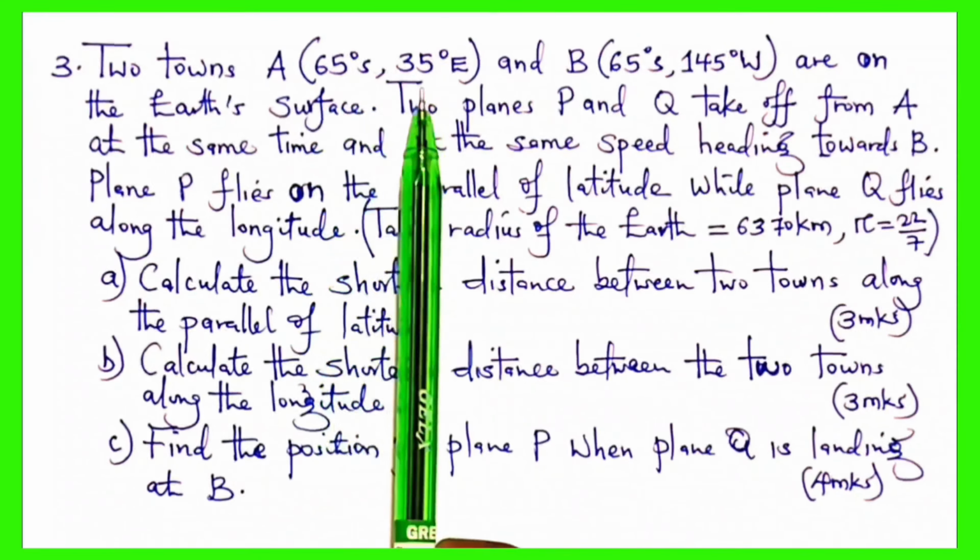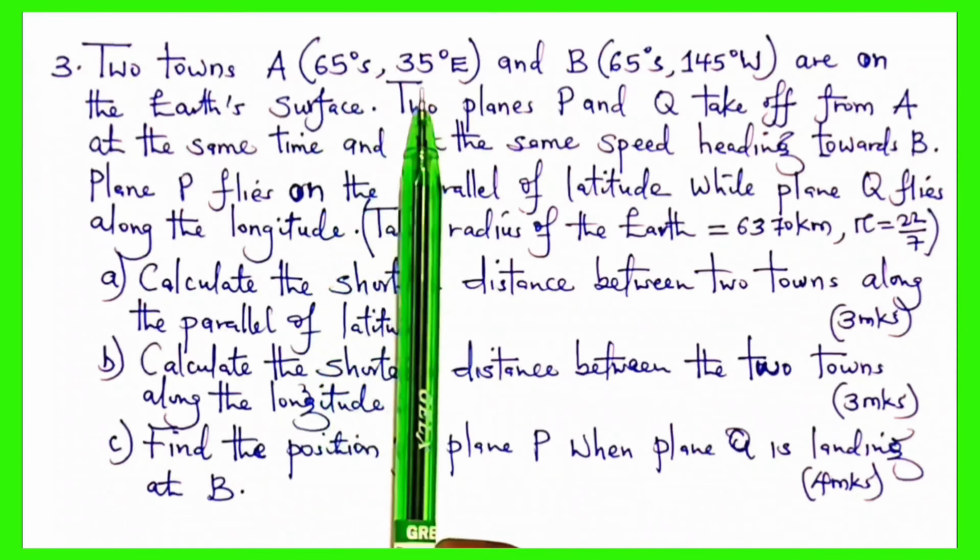So let's look at the points. We've been told point A is on a latitude 65 degrees south and then 35 degrees east. So this is where point A is found. And then point B is on the same latitude but on a longitude 145 degrees west. So this is where we find point B.